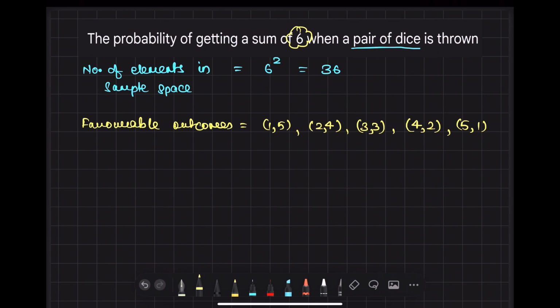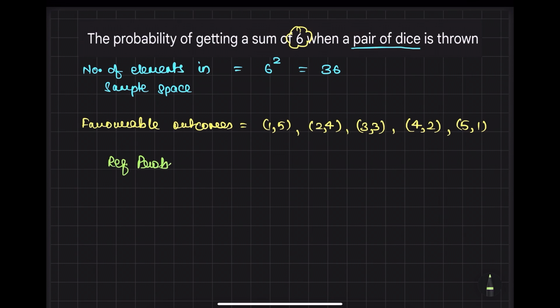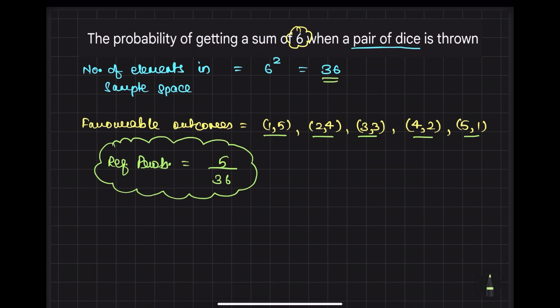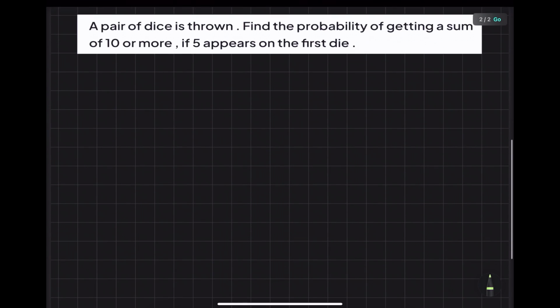Now we have to find the required probability. The required probability is the number of favorable outcomes over the total number of possible outcomes. So what is the number of favorable outcomes? 1, 2, 3, 4 and 5. So the total number of favorable outcomes is 5 and the total number of possible outcomes is 36. Hence the required probability is 5 by 36. Okay, now let's jump on to the next illustration.